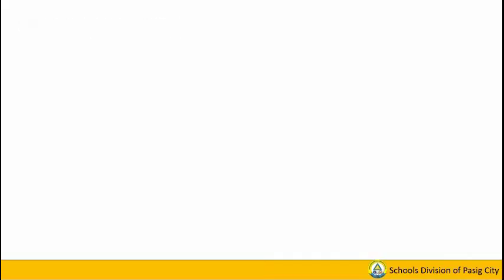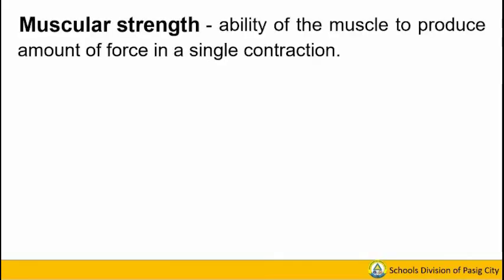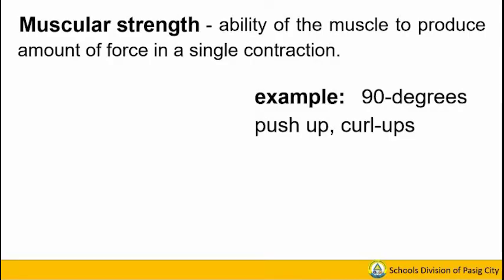Next component is muscular strength. It is the ability of the muscle to produce an amount of force in a single contraction. Examples of muscular strength include 90 degrees push-up and curl-ups.